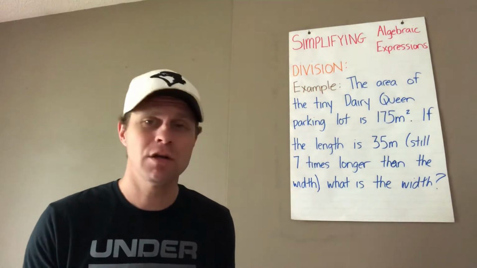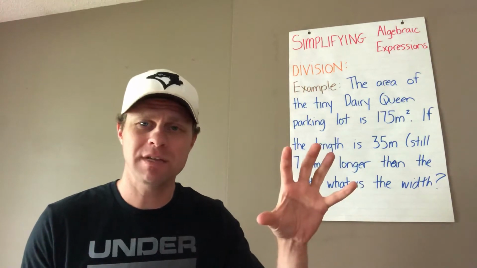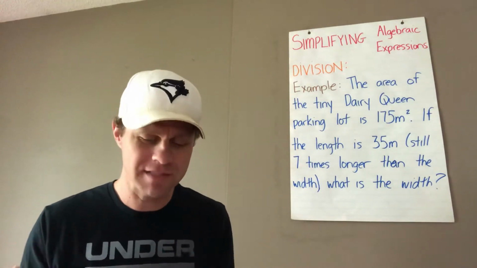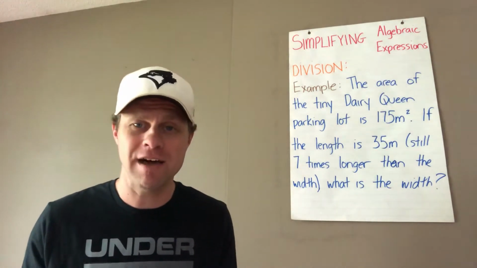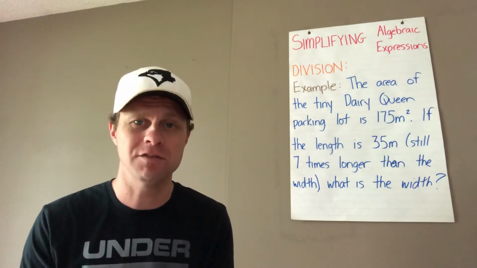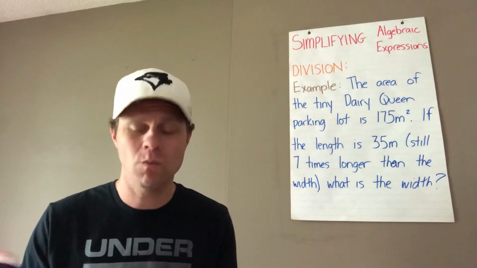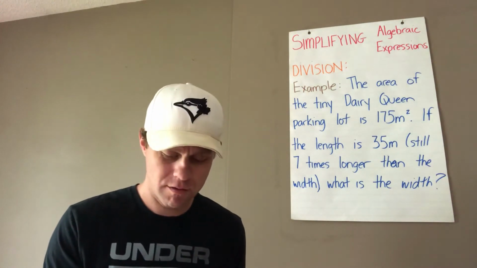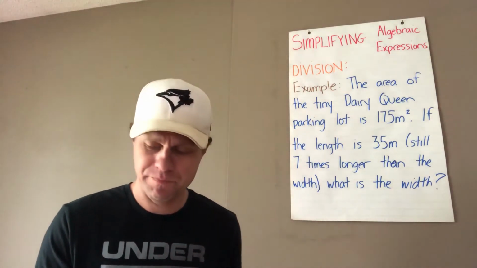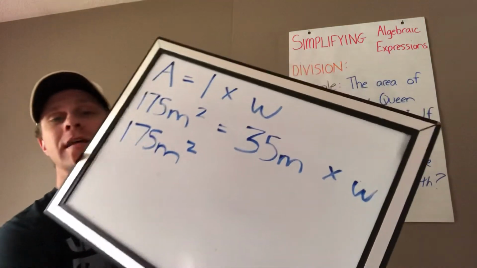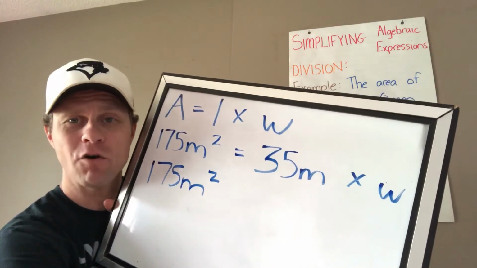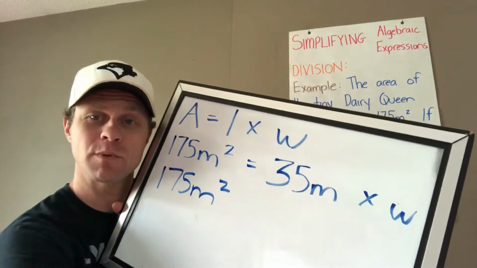So remember, what's on one side of an equal sign has the same value as what's on the other side of the equal sign. So this is telling us that 35 meters times W equals 175 meters squared. So when one term, like the 35, is on the right side of the equal sign, we actually want to take it over to the other side. So it's with the 175.